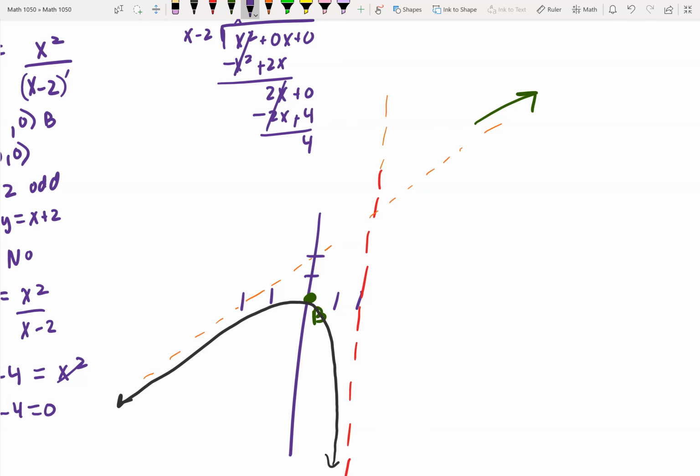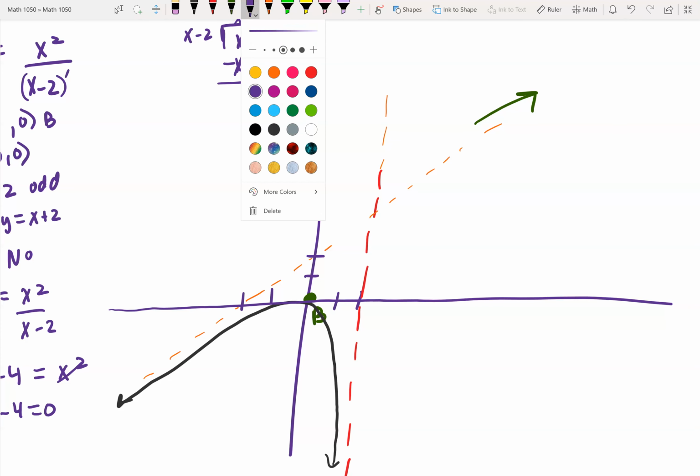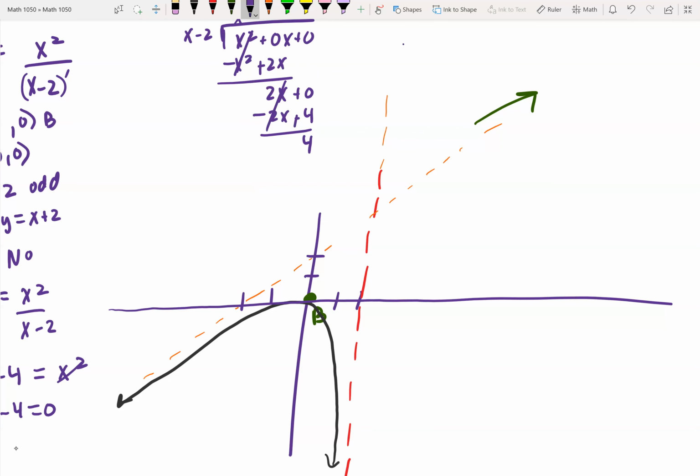Okay, and I just lost my axis, but that is okay because I can get it back. This asymptote is even. So if it's down on the left, it's got to be up on the right. So I know it's going to be up like this, swing down, come over like that, and I'm done.